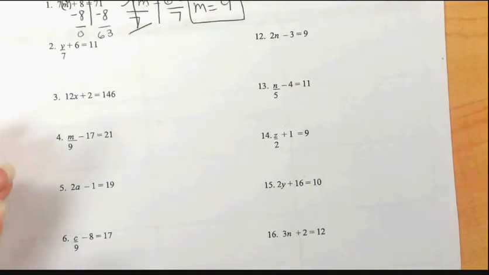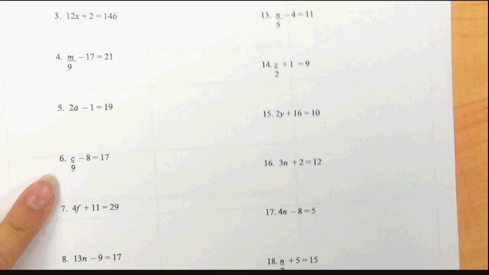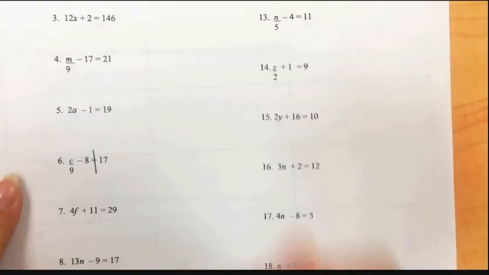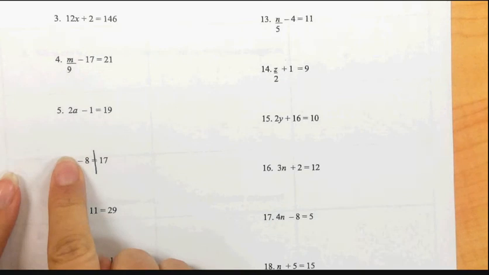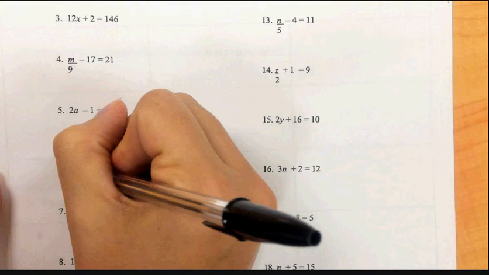Sometimes problems that have fractions can seem a little bit tricky, so I'm going to go ahead and do number 6 for you as well. So once again, I'm going to separate my equation. I'm going to look where the variable is and get rid of the thing that's farthest away from it first. So minus 8, the inverse of minus 8 would be plus 8.